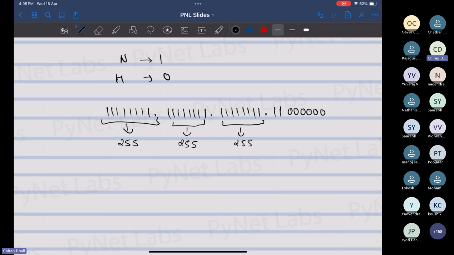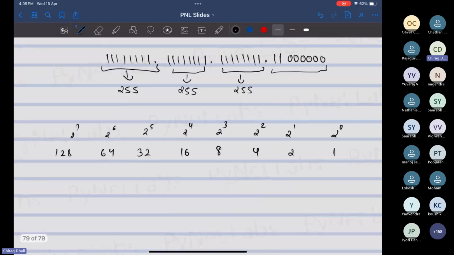Yes, awesome. The last octet is double 1 and 6 times zeros. I'll simply put it in my master formula: 2 raised to the power 0, 2 raised to the power 1, 2, 3, 4, 5, 6, 7 — 128, 64, 32, 16, 8, 4, 2, 1. So I'll put these values: 1, 1, 0, 0, 0, 0, 0, 0.